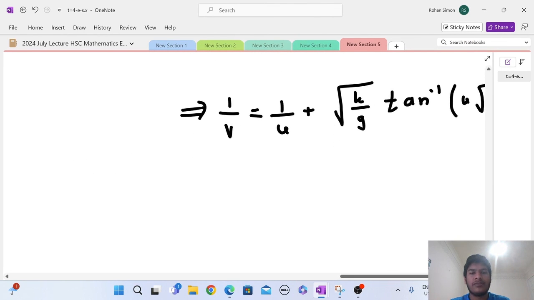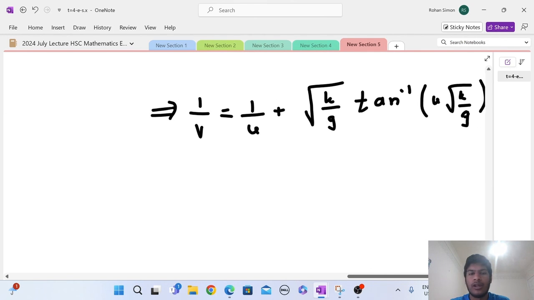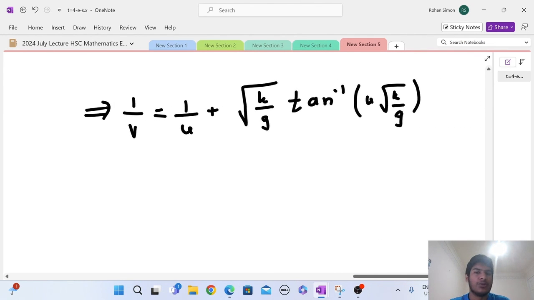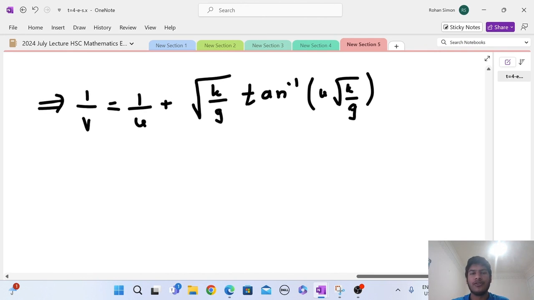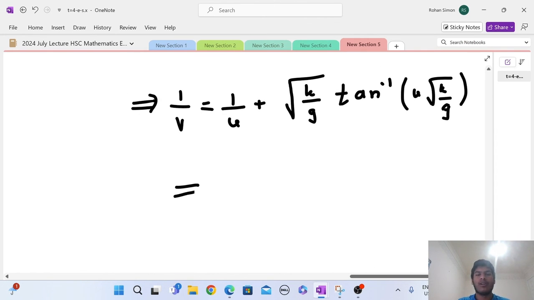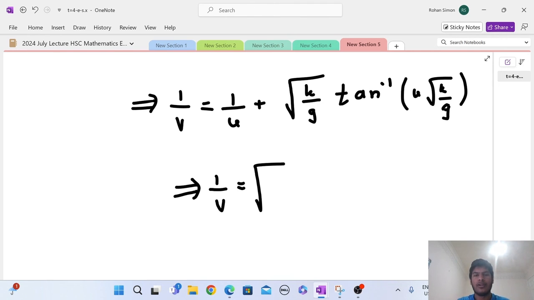So if u approaches infinity, this term here, 1 on u, becomes really, really small. That becomes negligible and 0. Root k on g, tan inverse of a really, really big number times some constant is still going to be a really, really big number. Now, tan inverse of a really big number is just going to be pi on 2, right? So we end up with 1 on v equals square root of k on g times pi on 2.